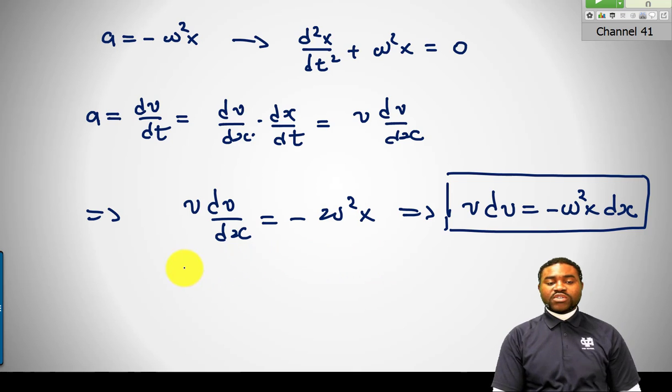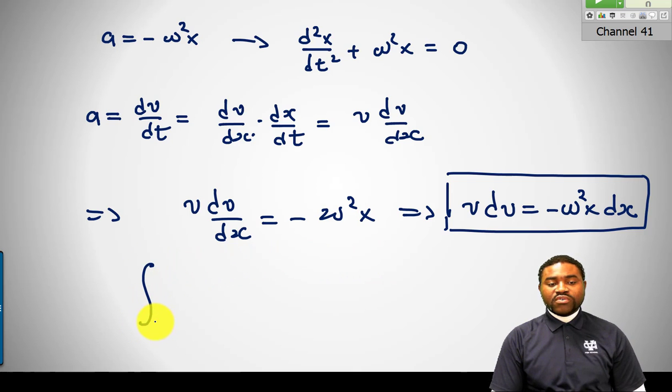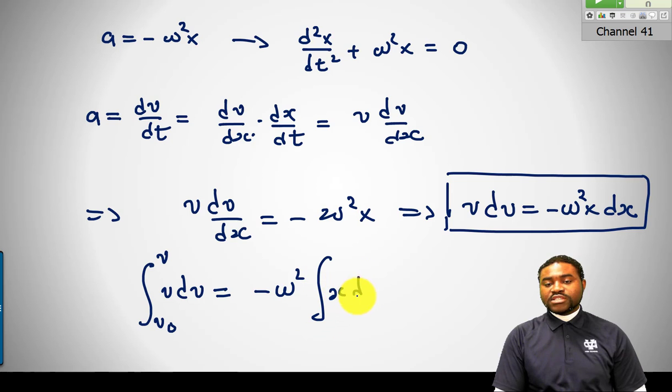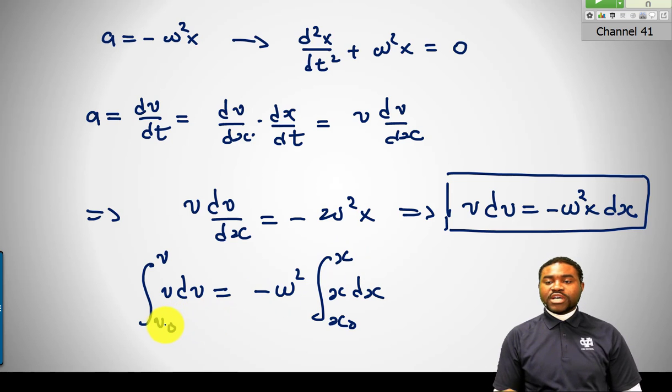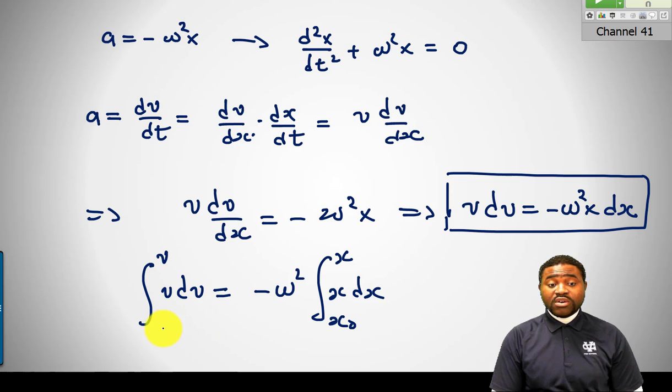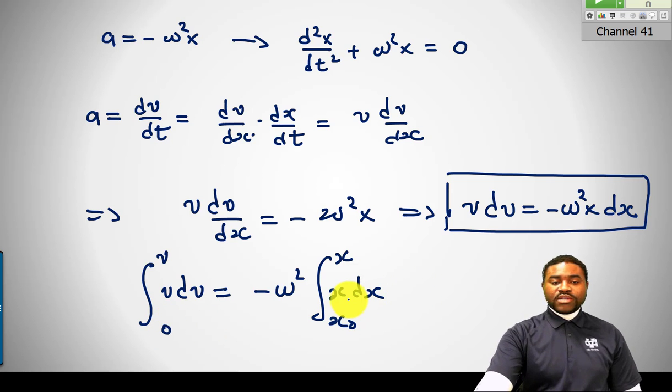If we take the integrals of both sides, you have the integral from v naught to v of v dv equal to negative omega squared, the integral of x dx from what? From x naught to x. Now, I'm going to assume that the initial velocity here, initially the system is at rest.